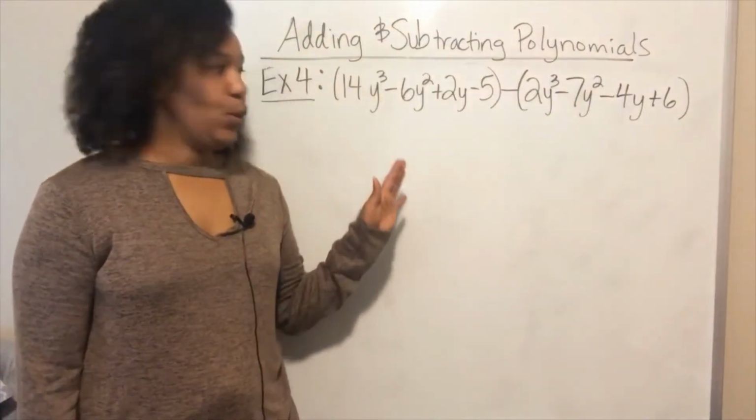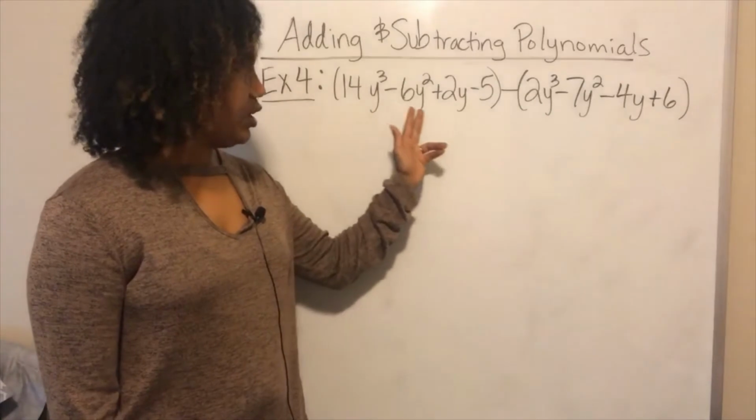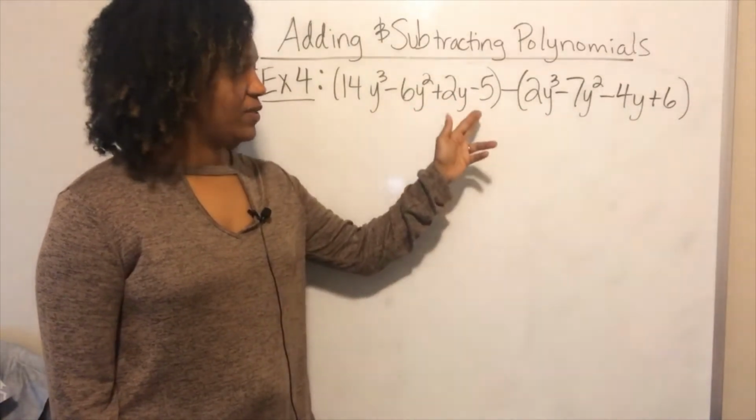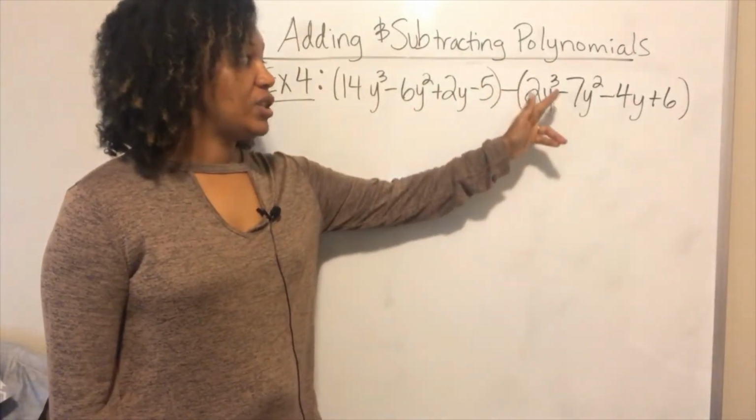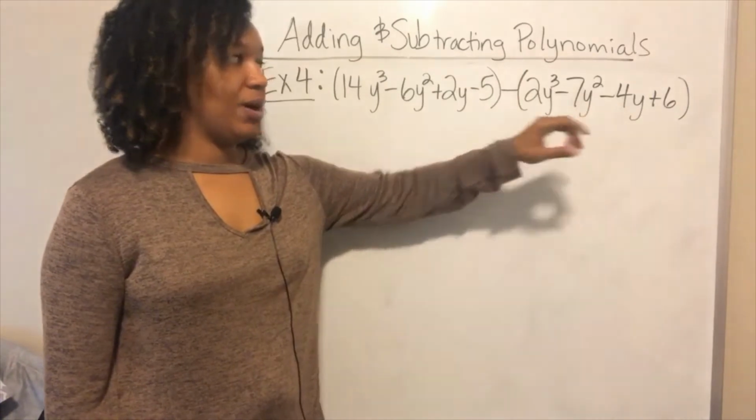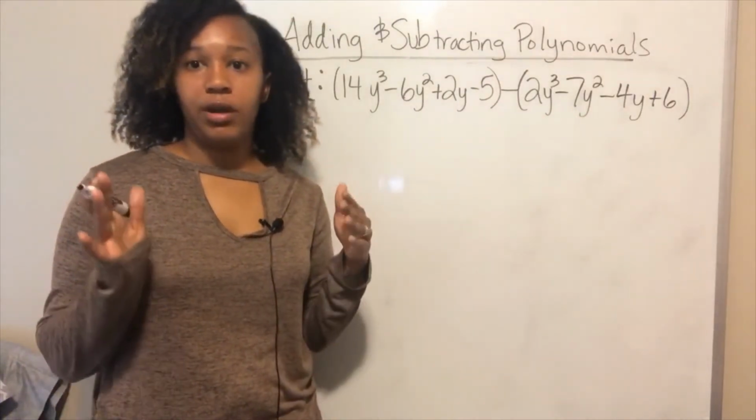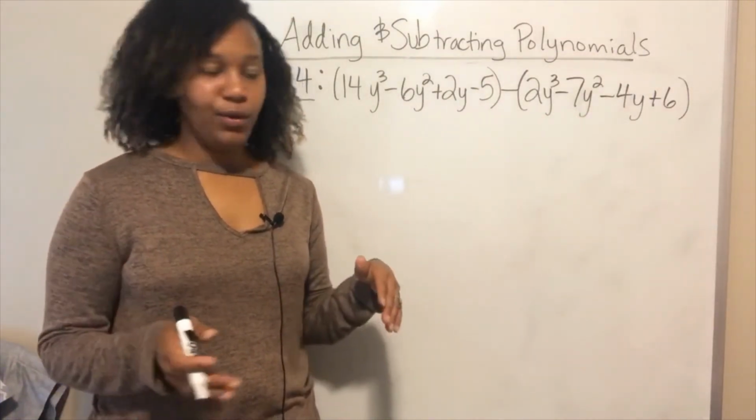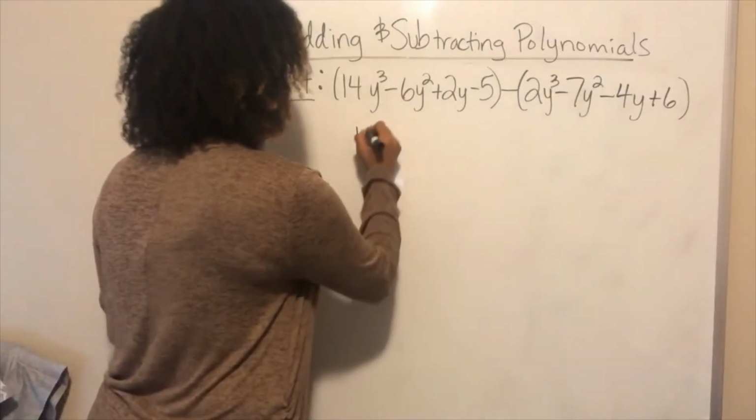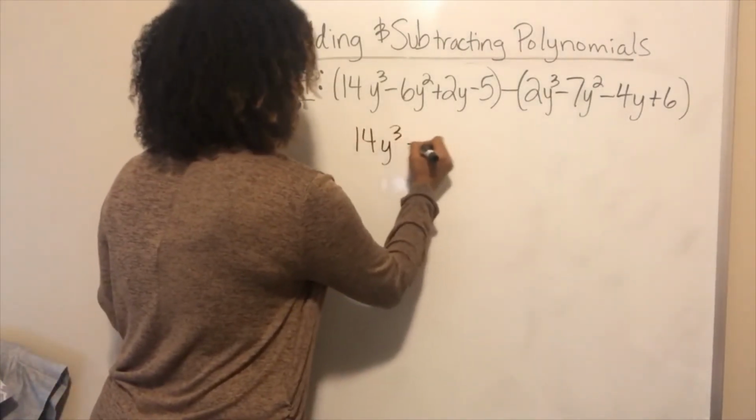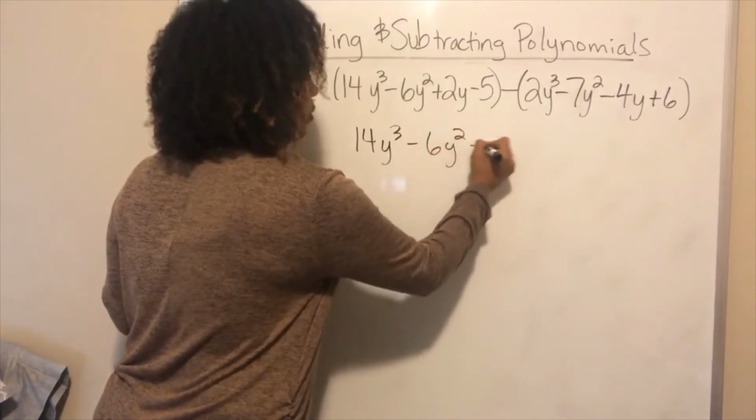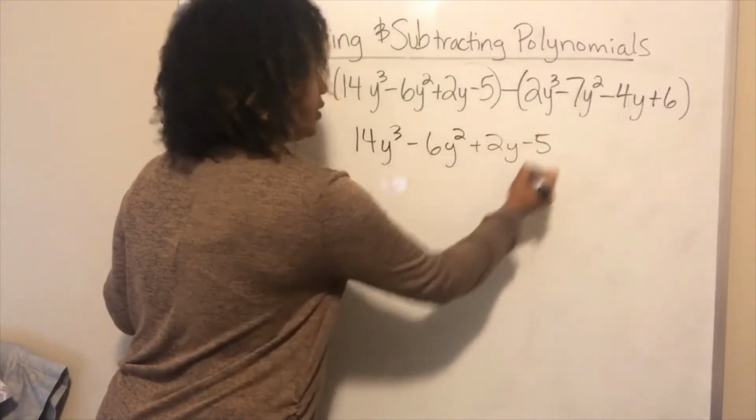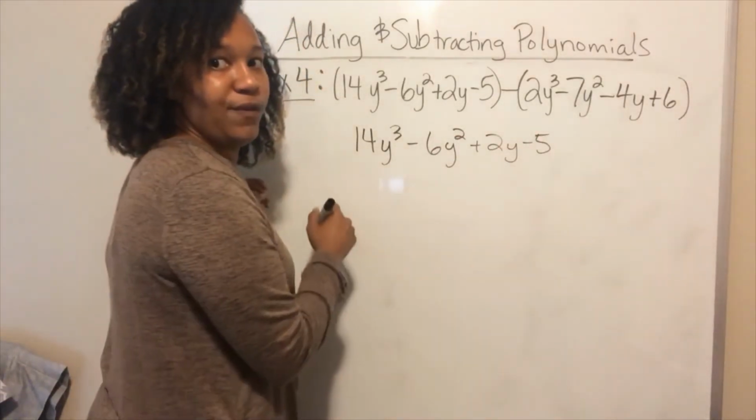Okay, in example 4, we're going to subtract 14y to the third minus 6y squared plus 2y minus 5 minus 2y to the third minus y squared minus 4y plus 6. Now I'm going to show you how to subtract in a vertical format. So we're going to write this first polynomial, 14y to the third minus 6y squared plus 2y minus 5, first.